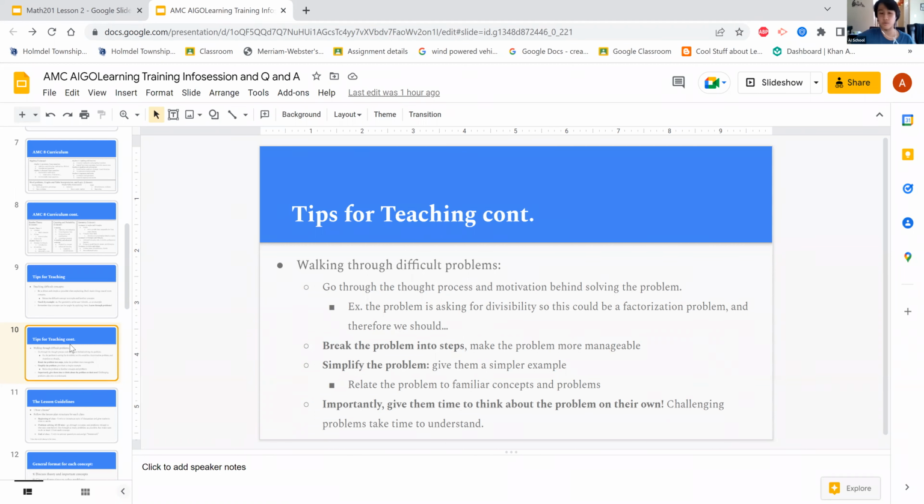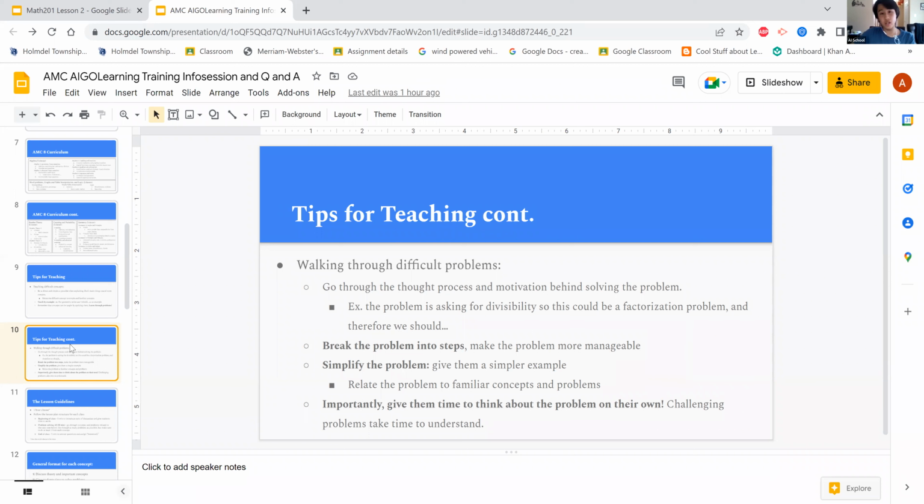See if you can find a pattern. So basically take a simpler example of the problem. And most importantly, you want to give time for the students to think about the problems on their own, because these challenging problems do take time to understand.